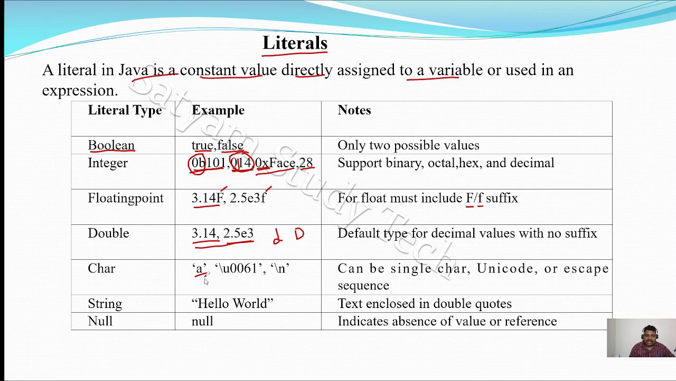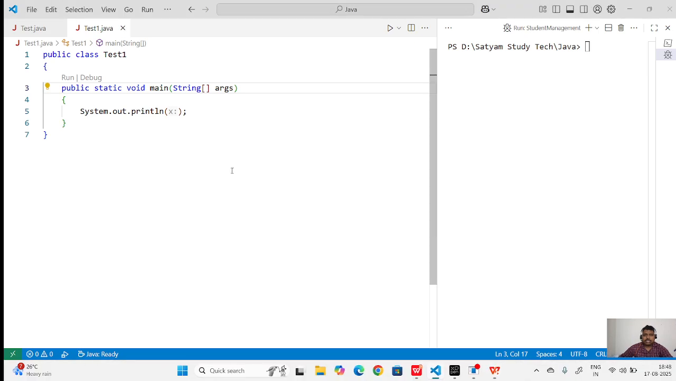Here is a character literal. Within single quotes you can give the character. Here also is a character literal, a Unicode character literal. Here is an escape sequence, \n, which means the new line character. A string literal is indicated by double quotes. Here the null indicates the absence of a value or a reference. So these are the types. Now we can see simple examples to understand Boolean, integer, floating point, double, char, string and null.